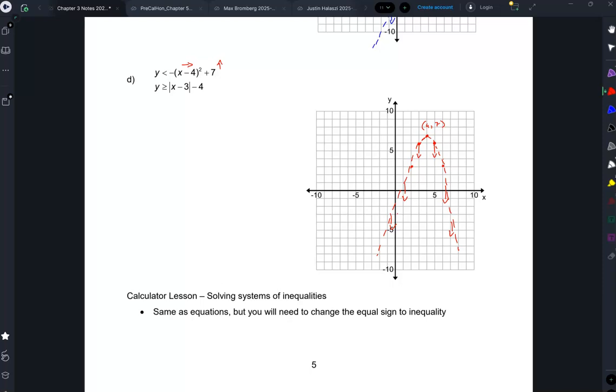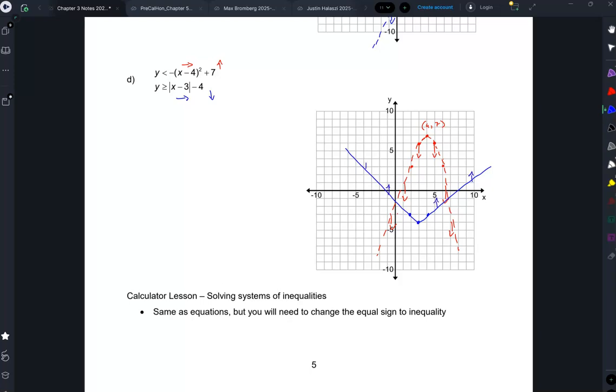Okay? The next one is an absolute value. I go over 3, down 4. Over 3, down 4, 1, 2, here. And then I'm going to go up 1, over 1, up 1, over 1. Here. This time, do I shade above or below? Up or down? Up. Shade up.